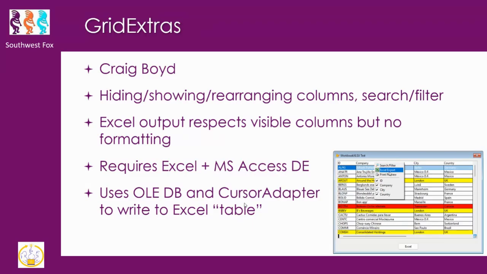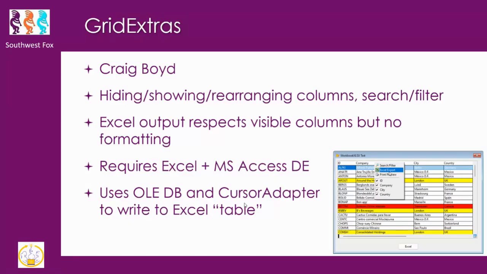For example, the user can hide and show columns, they can rearrange columns, they can search, they can filter, they can do all kinds of cool things. What concerns us today is that it also has Excel output. And it respects the visible columns. You still don't have any formatting, but if the user said, I want to hide 3 or 4 columns, it respects which columns are visible to the user when it outputs that Excel document.